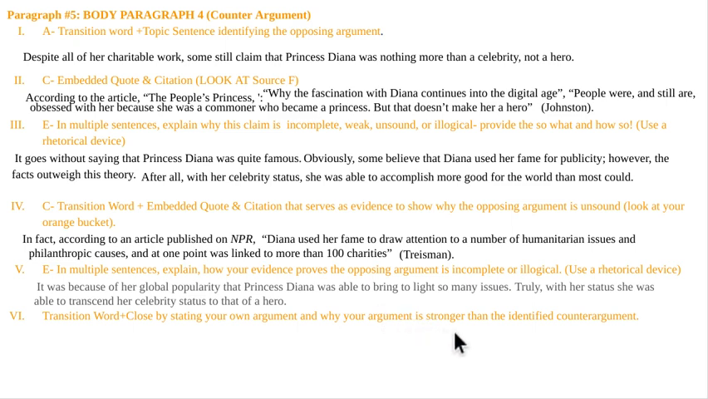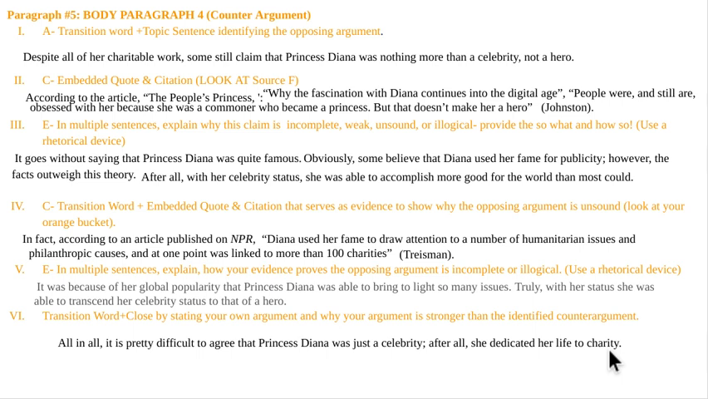Last thing, we're going to close out by stating your own argument. We're going to kind of prove why your argument is stronger than that identified counter argument using that transition word beforehand. I'm going to use all in all this time. So, all in all, it's pretty difficult to agree that Princess Diana was just a celebrity. After all, she dedicated her life to charity. Okay, kind of bring some closure to your counter argument.